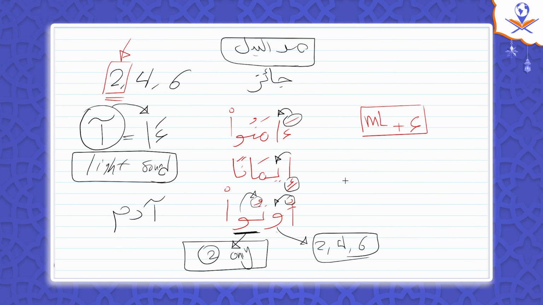So again, we agreed Madd Al-Badal is jaiz. This mad can be 2 beats, 4 beats, or even 6 beats. The structure of this mad starts with Hamza, then a mad letter. Okay, Hamza, then a mad letter. And as you know, here we have Amanu when it comes to Fatha. When it comes to Kasra, Imana. Dhamma with Waw mad, Utu. Okay?